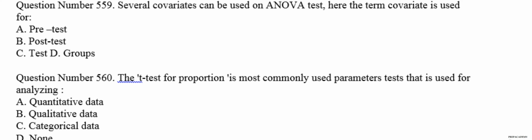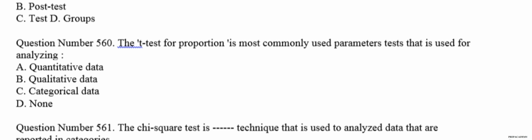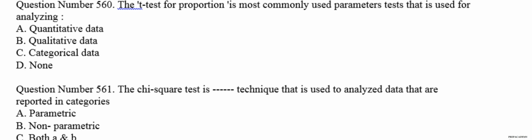Question number 559. Several covariates can be used on ANOVA test. Here the term covariate is used for A. Pre-test. B. Post-test. C. Test. D. Groups. The correct answer is option B. Post-test.